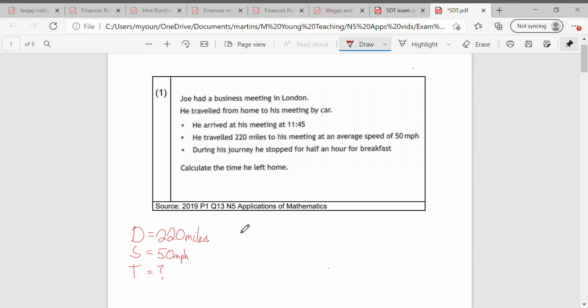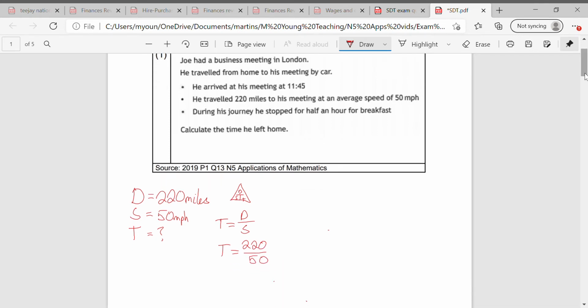So you can use your triangle, or you might be good enough to have them memorised. D S T, cover up the thing you want, so the formula is distance over speed, distance divided by speed. So 220 over 50. Nice and easy. If this is non-calc as it says, it's paper 1, how am I going to go about doing this? Well, as a fraction like this, I could simplify that by cancelling out the zeros. That's just the same as dividing both by 10.